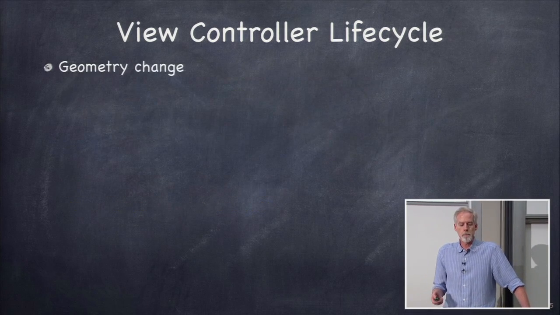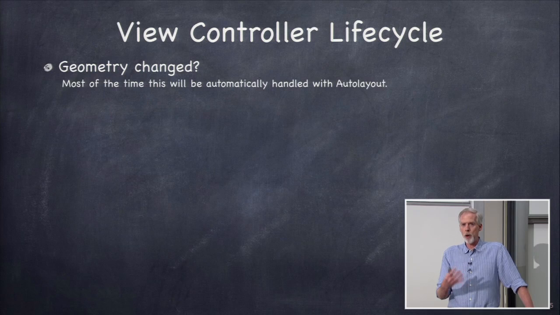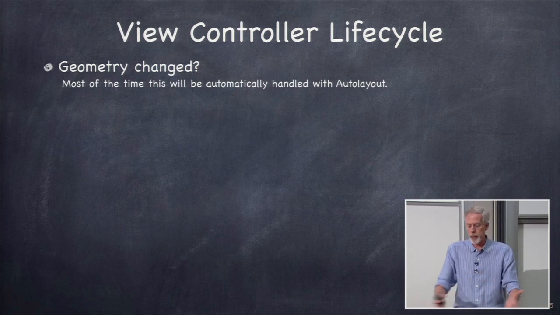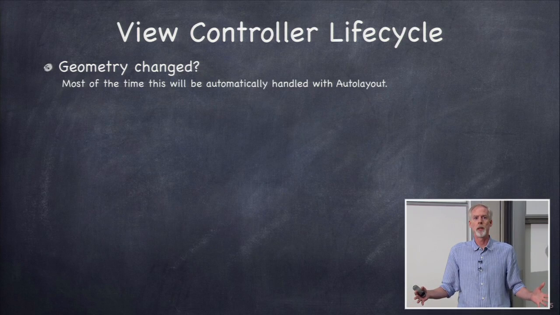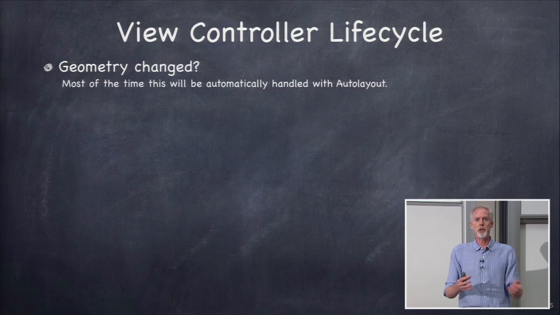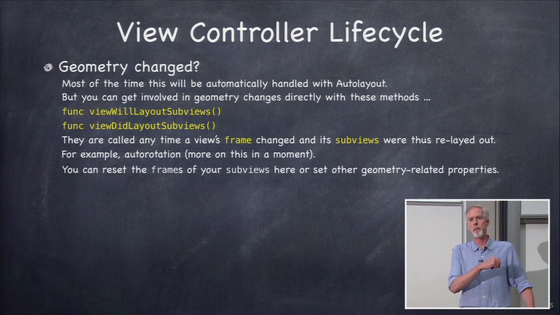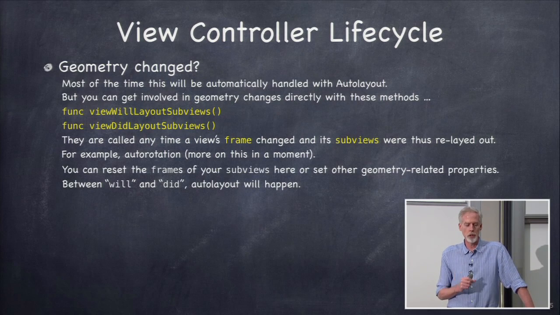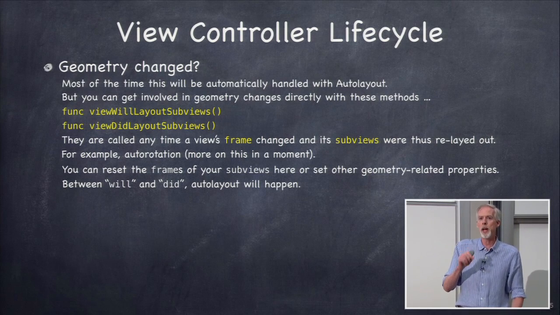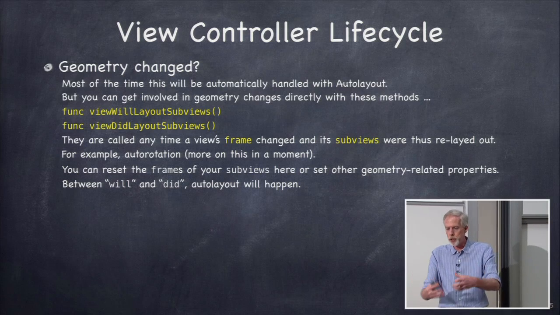So when your geometry changes, when your bounds change, the system knows that your bounds changed, and it knows that you probably have to relay out your user interface. Okay? Now, 99% of the time, that's going to happen by magic because you've set up your auto layout properly, right? So you don't even have to do anything. But if for some reason you wanted to do something, you can override one of these two methods, view will layout subviews and view did layout subviews.